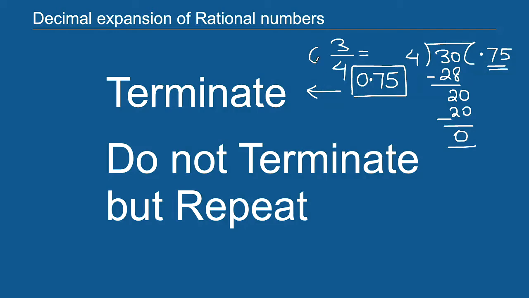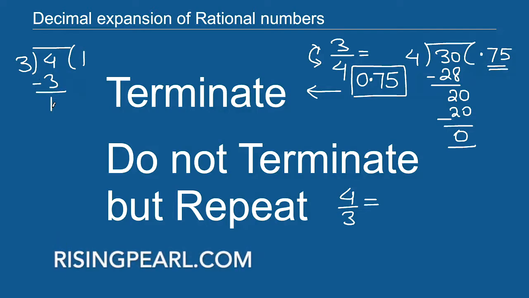Now let's flip the numerator and denominator. In that case, what will we get? We will get 4 divided by 3. This is a rational number, so what is this equal to? Let's do this division over here. We have the number 4 and we want to divide this by 3. 3 times 1 is 3, so now we get 1 as remainder.